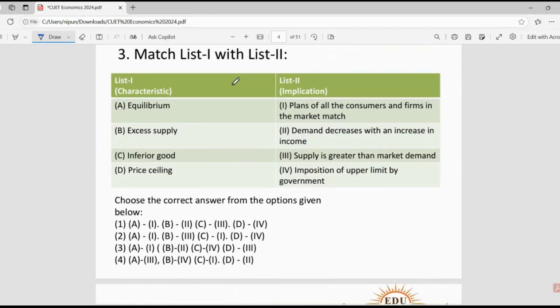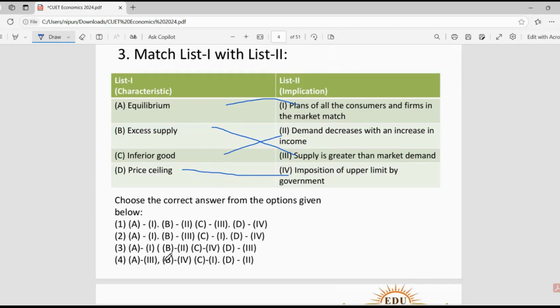You have to match the two lists that are given here. Equilibrium. At equilibrium, whatever the consumers are planning and the firms are planning in the market, they match each other. So A is related to 1. Excess supply in the market means supply is more than demand. So B is 3. Inferior goods are those whose demand is inversely related to income. So C's correct answer is 2. And price ceiling implies that the government is imposing an upper limit on the price of the good. So D is matched to 4. Hence 1, 3, 2, 4.